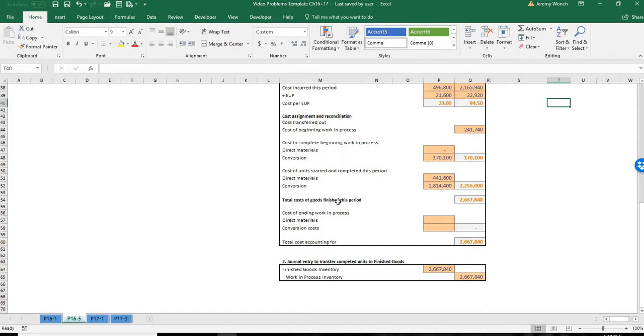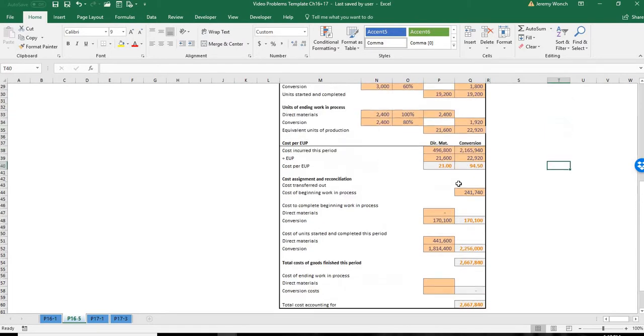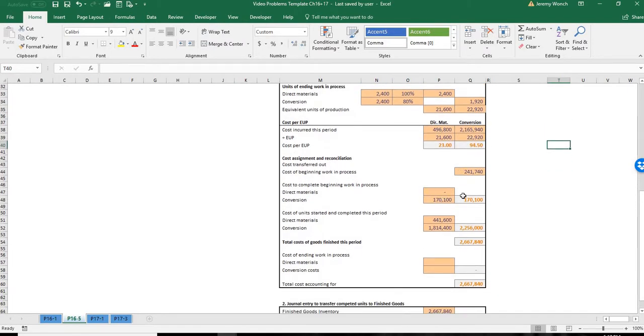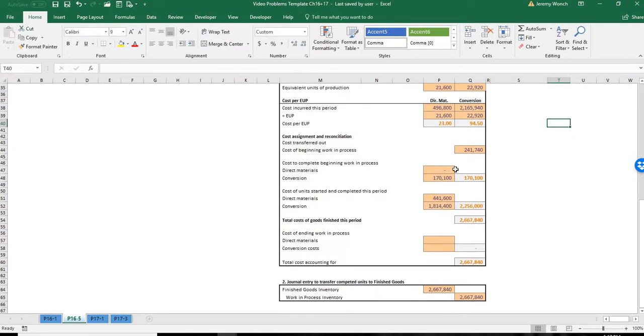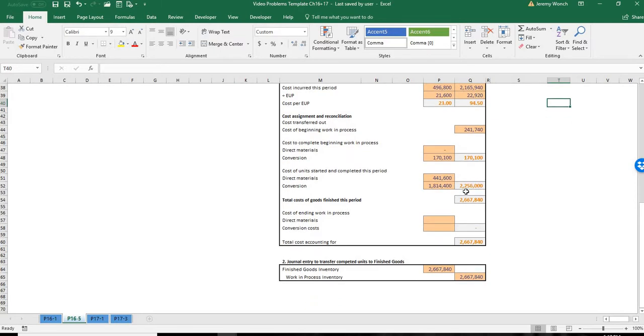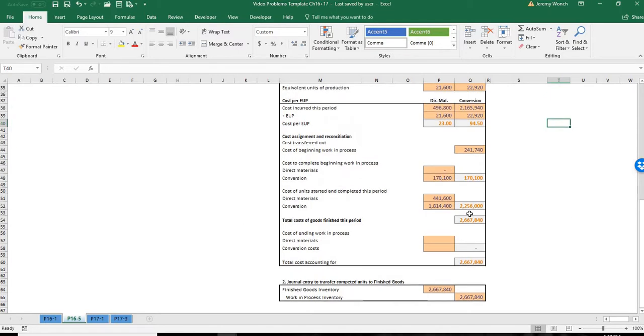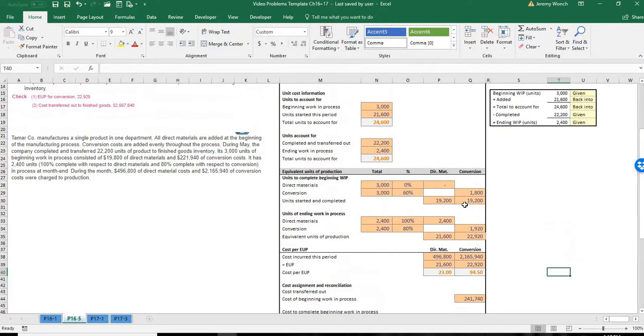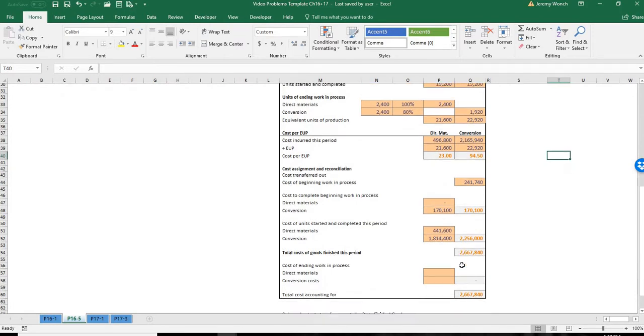and so the total cost of goods finished this period was what we started the month with, $241,740. To complete the beginning work in process was $170,100, and then the started and completed was the $2,256,000. So the total cost of goods finished this period was $2,667,840. Let's see if it gave us a check figure. Cost transferred to finished goods. Here we go. $2,667,840. All right, we are on track.